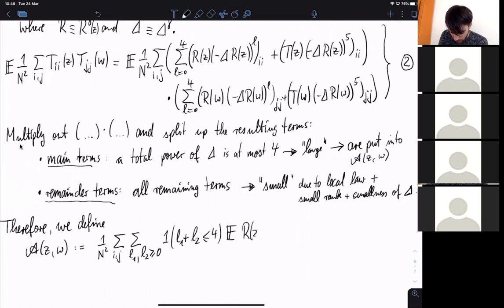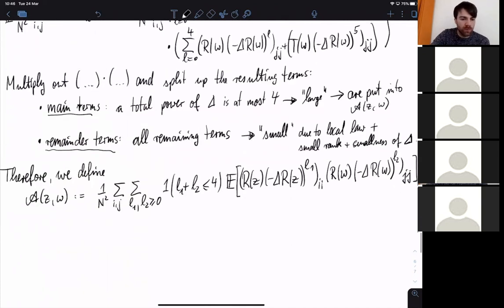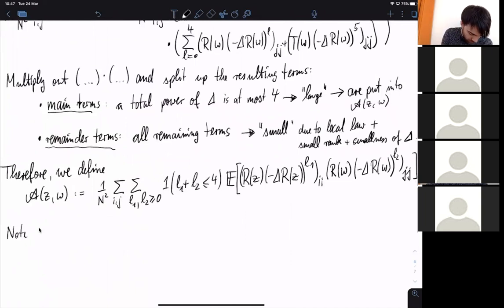So I have an R_Z. There's a big expectation minus W, R_Z to the L1. Then I take the II entry of such a guy, and then I have the same with the W, R_W to the L2, JJ entry. Okay, so that's the A. And now we have the following important observations.